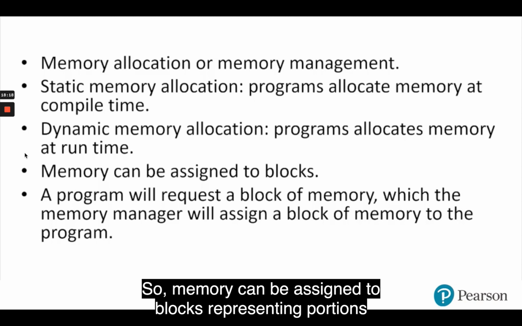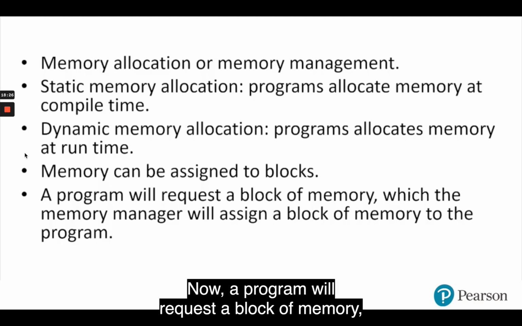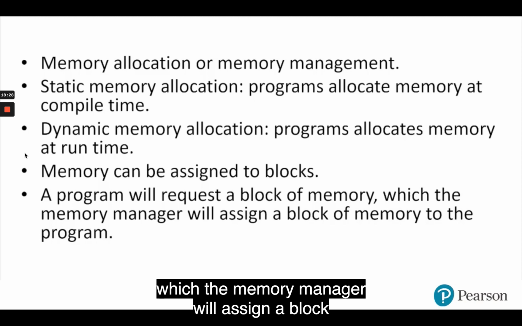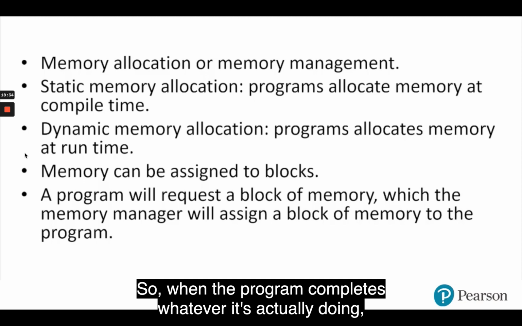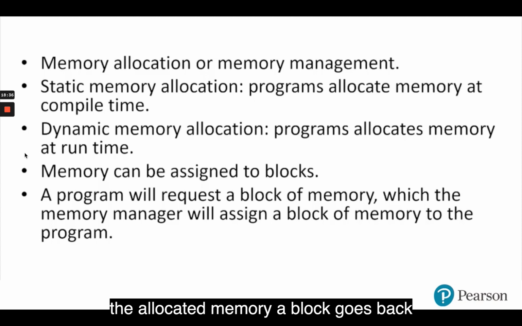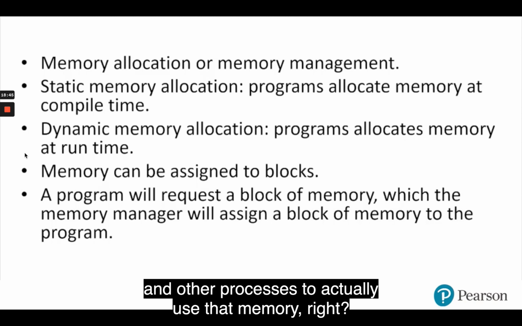So memory can be assigned to blocks representing portions of allocated memory that is dedicated to a running program. Now, a program will request a block of memory, which the memory manager will assign to that program, right? So when the program completes whatever it's doing, the allocated block goes back and is released and available for other programs and other processes to use that memory, right?